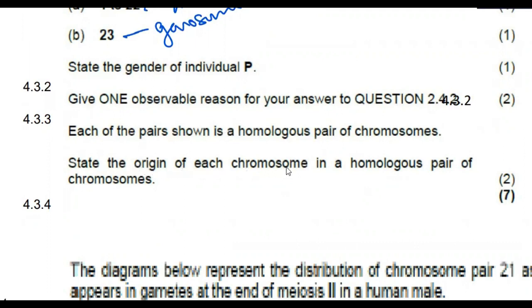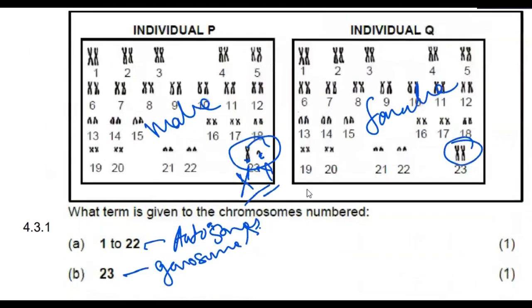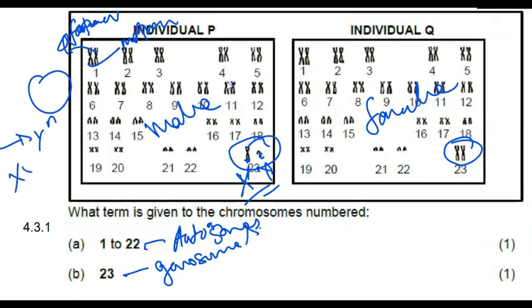State the origin of each chromosome in the homologous pair. There are two. Where are they coming from? In these pairs, one is coming from the father, and one is coming from the mother. That's why there are two. That's why we say that when the sperm comes, it is haploid, and it fuses with the ovum, which is haploid. So one chromosome, another chromosome, when they combine, you form the pair. Sperm, ovum, like that. So one comes from the father, one comes from the mother, and then from a diploid, a zygote.